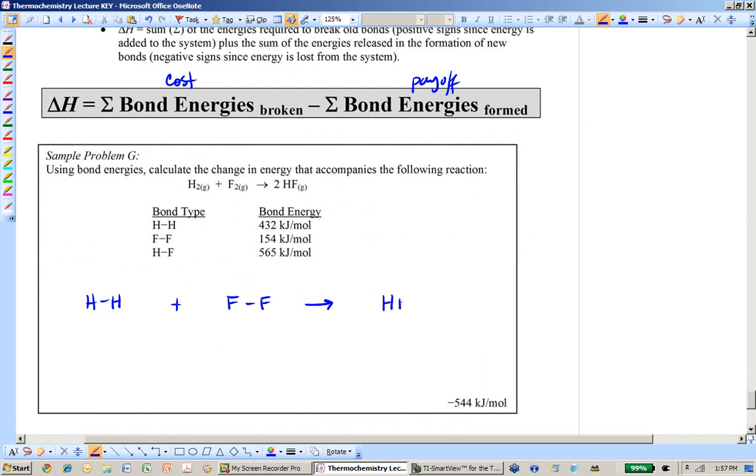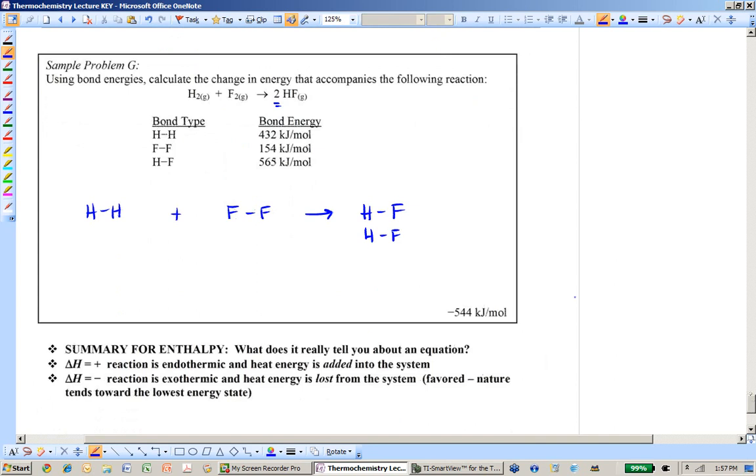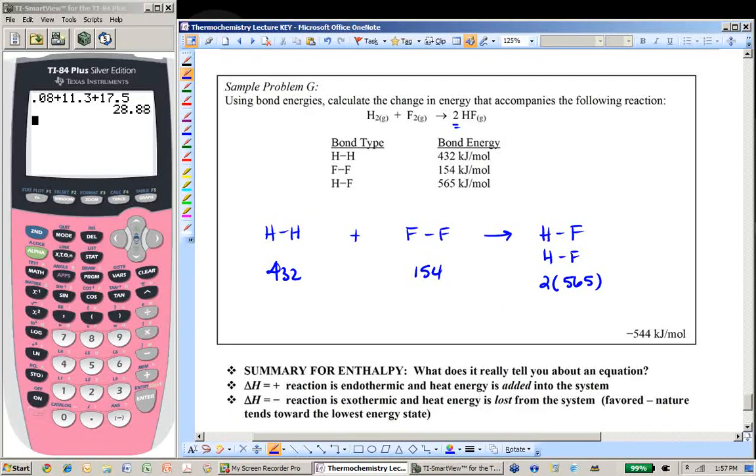And HF looks like this. Oh, but we have 2 of them. So, what did it cost you to break that HH? 432. What did it cost you to break that FF? 154. What were you paid in terms of making those HFs? Twice 565. So what was your cost? 432 plus 154.